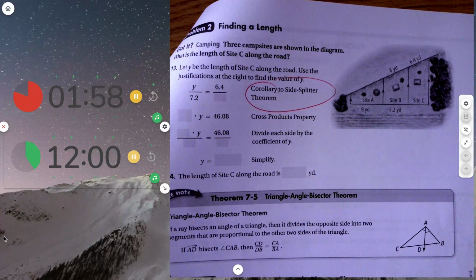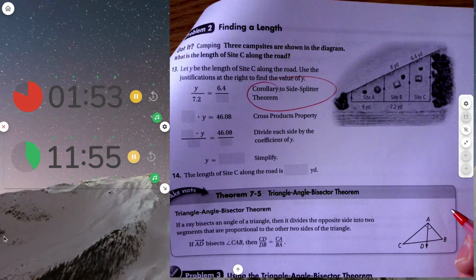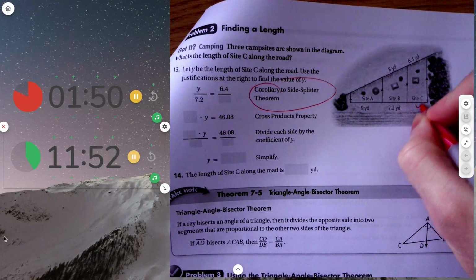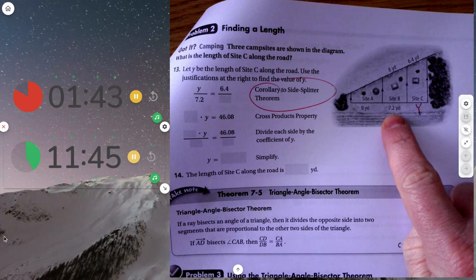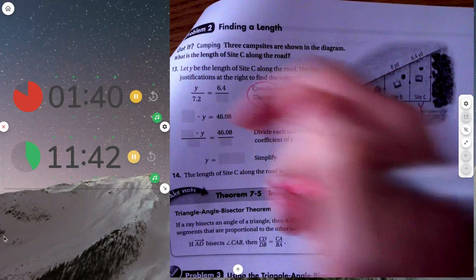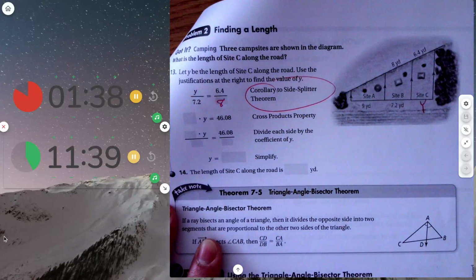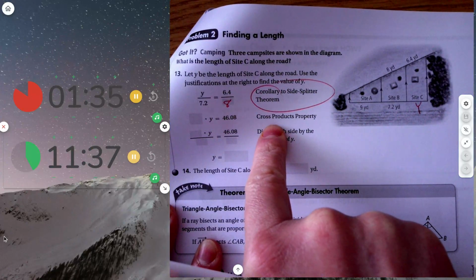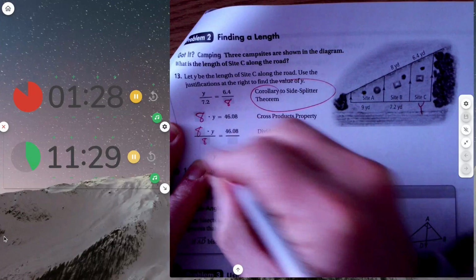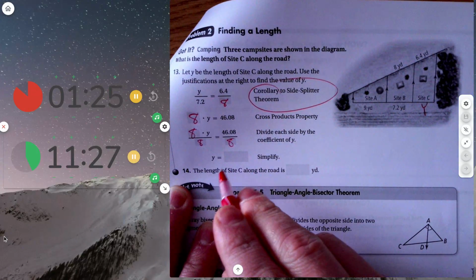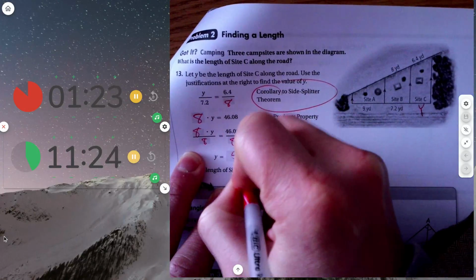Let Y be the length of site C. So what I'm going to do here is put just a Y right there. Use the justifications at the right. So Y is to 7.2 is going to be to 6.4 over 8. Then we did the cross products property, just like before, so we're going to do 8 times Y. Then we're going to divide both sides by 8, and we get Y equals 5.76.